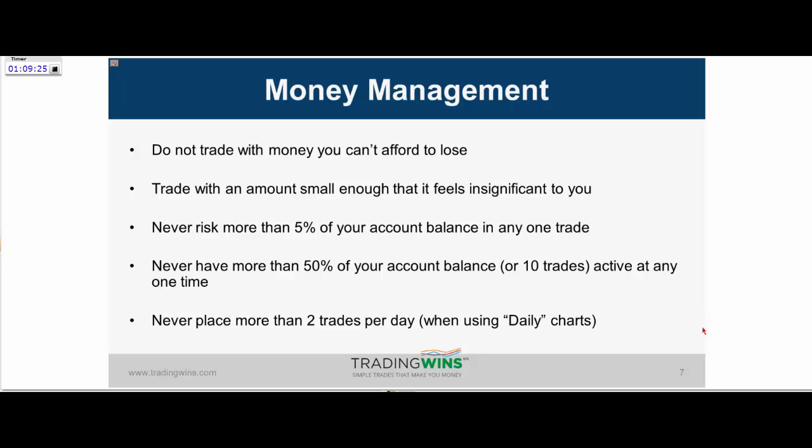Lastly, never place more than 2 trades per day. Now, the examples I'm going to show you today are on daily charts, okay? But the point of this rule is that during times of increased volatility in the markets, as we've seen in the past month or so, there will be days when the markets are up strongly or down strongly. For example, the Dow will be up 300 points, S&P up 30, etc.